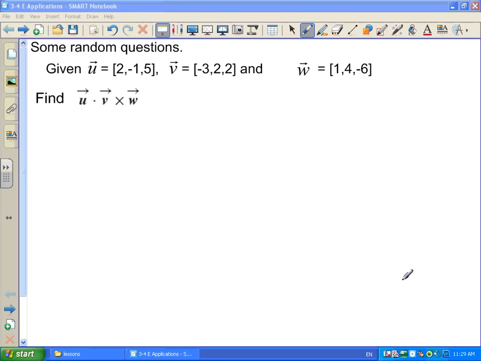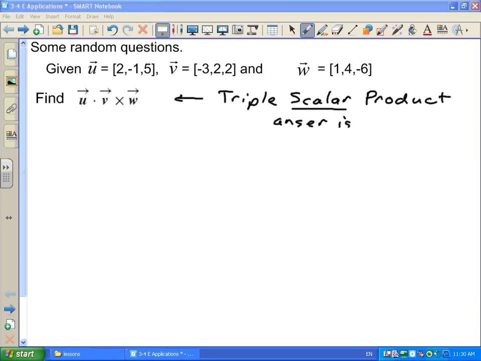Now this has a specific name. This is called the triple scalar product. It's called the triple product because obviously you've got three vectors that you're multiplying together. It's called the scalar product because the answer that you get at the end of this is a scalar.